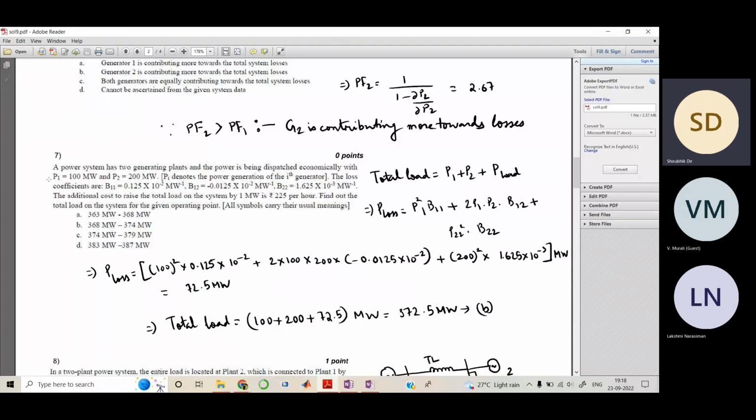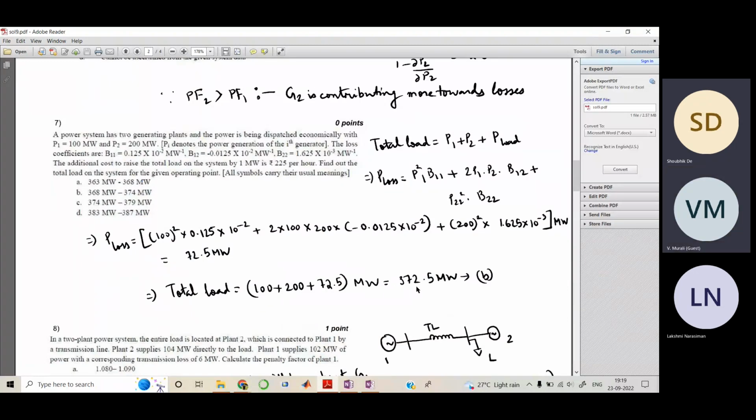So the total load would be what, your P1 plus P2 plus the loss in the transmission line, right, due to the current flow from both the generators. Now the loss equation we know, right? And we also know each and every term. Now when we put the values, we get 72.5 megawatt. You do this simple sum, so it comes out to be 372.5, which is your option number B. So these three, 5, 6, 7, were connected problems. I hope these three problems were clear altogether.